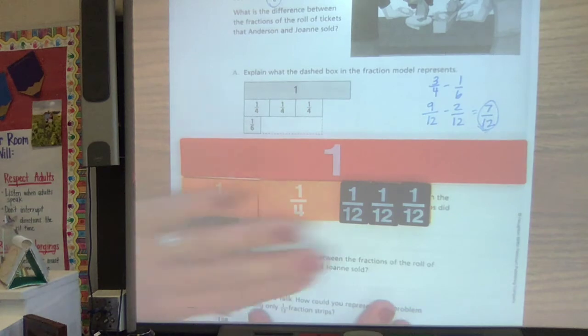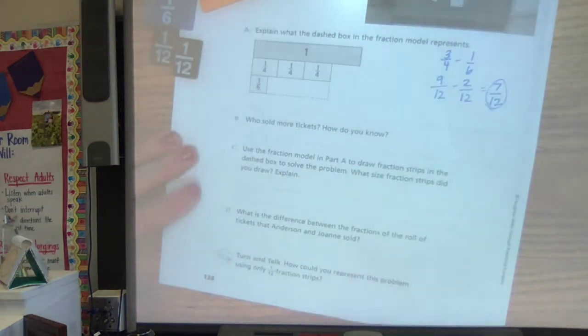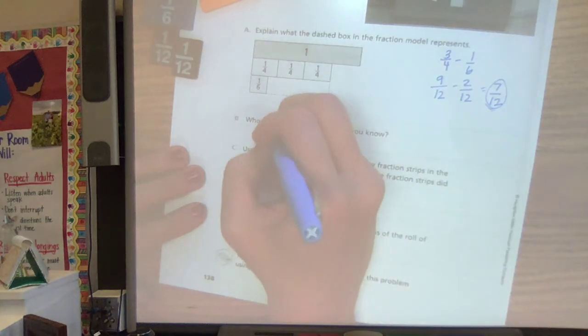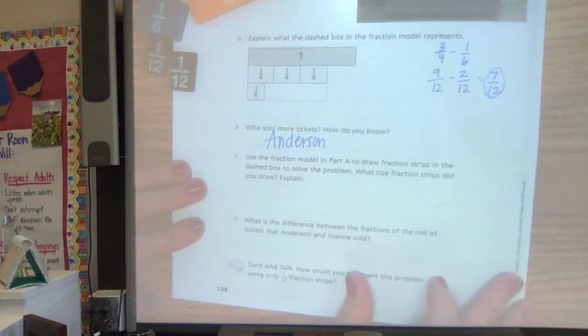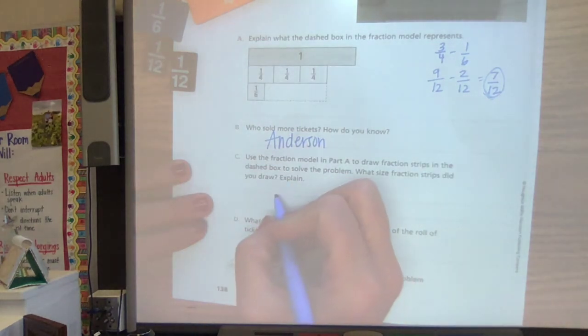So the difference between those two would be 7/12. So who sold more? Our boy Anderson. He was not playing around. And we use 12s, like we said.